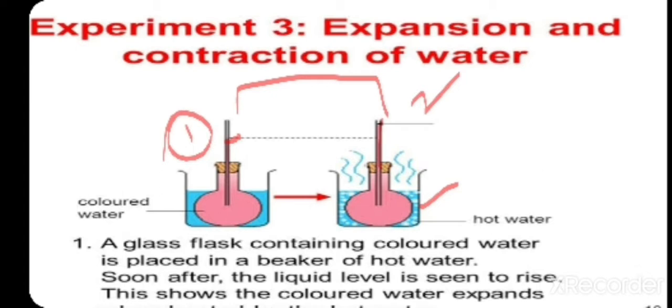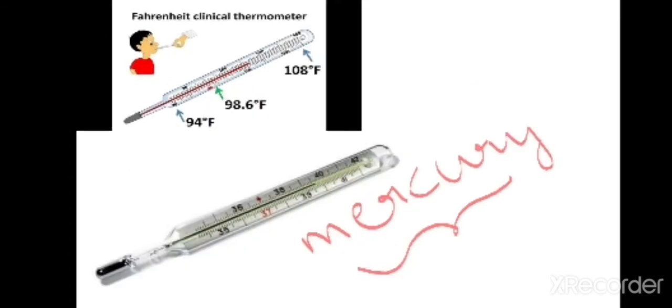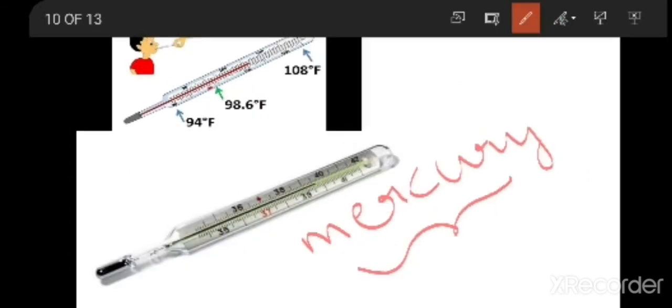So this is the principle. Based on this principle only, we are using mercury in the thermometer. If you see here, when you place this thermometer in your mouth, suppose your body temperature is high, and when you place this thermometer inside your mouth, the liquid level is going to rise and it will show you the readings. So that's why we will be using this mercury liquid inside the thermometer.